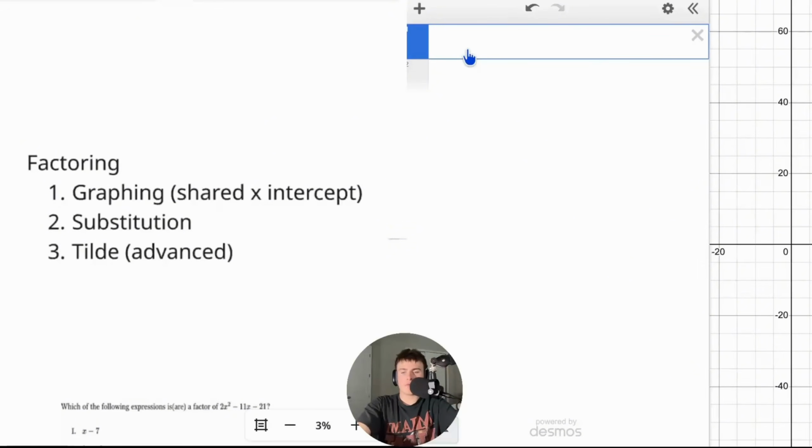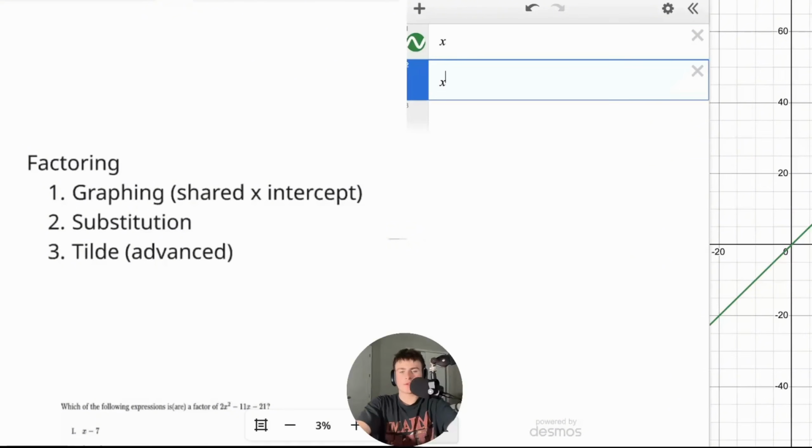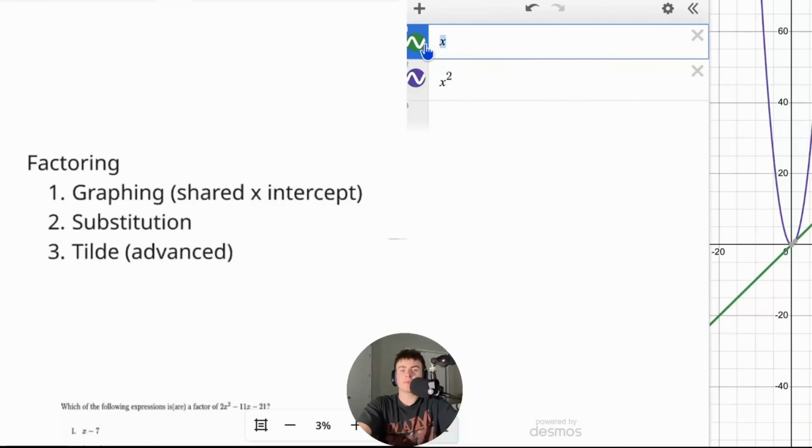Let's say, for example, you have x and an x squared, and you want to check if this one is a factor of x squared. The easiest way to check that is if they share an x-intercept, because that means this is a factor of the given expression, I should say. So if they share an x-intercept, therefore they are factors, right?